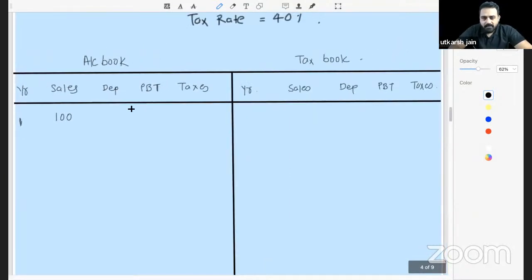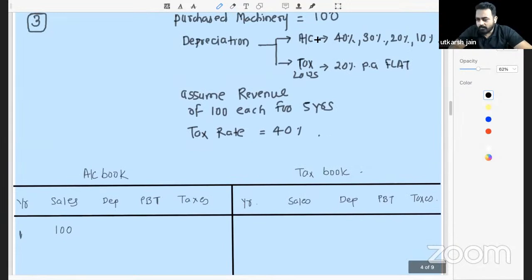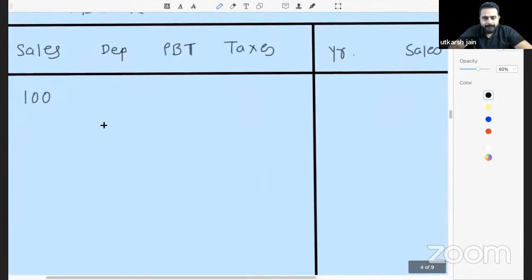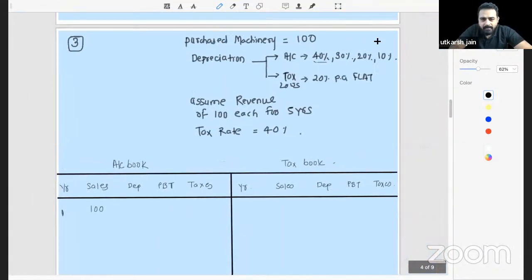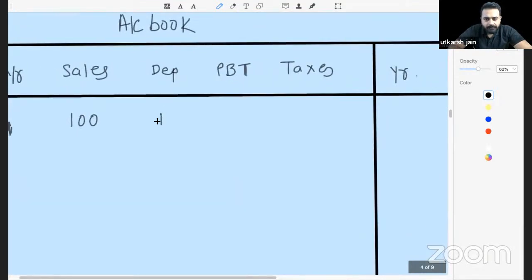How much depreciation do you think I should charge in the books of account in the first year? First year, this is an accounts book. Look at these rules carefully and tell me how much depreciation I should charge. That's right. First year, we charge depreciation of 40.